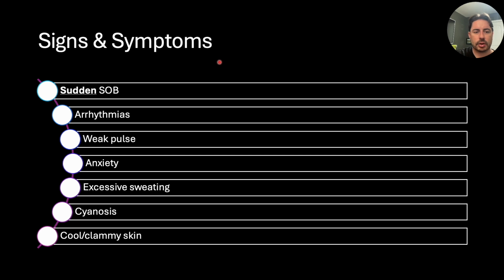Atrial arrhythmias, you'll have atrial tachycardia, atrial flutter, atrial fibrillation. You can end up with right bundle branch blocks or peaked P waves, which is what we call a P pulmonale. These patients are going to present with a weak pulse. They're going to be lightheaded or they'll faint. They'll have anxiety. They'll be excessively sweaty. Cyanosis, specifically, this cyanosis is going to be from the nipple line and up. Nipple line and up. They're going to have cool or clammy skin to the touch.